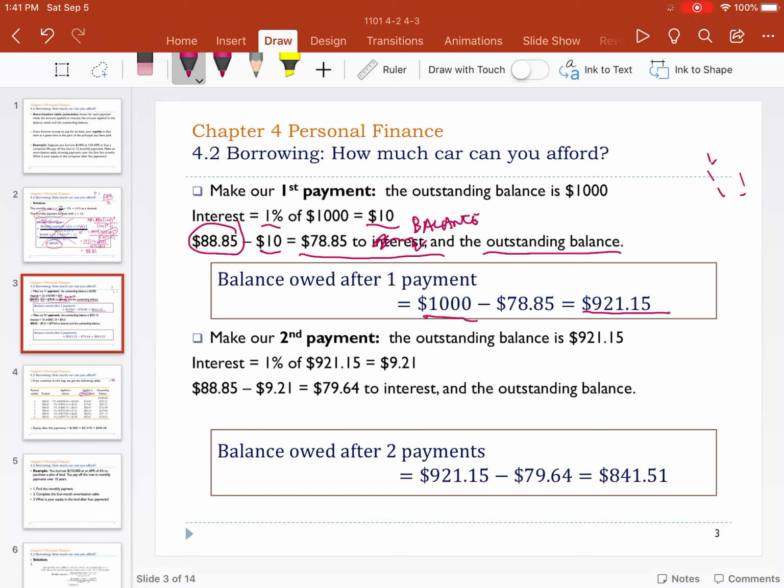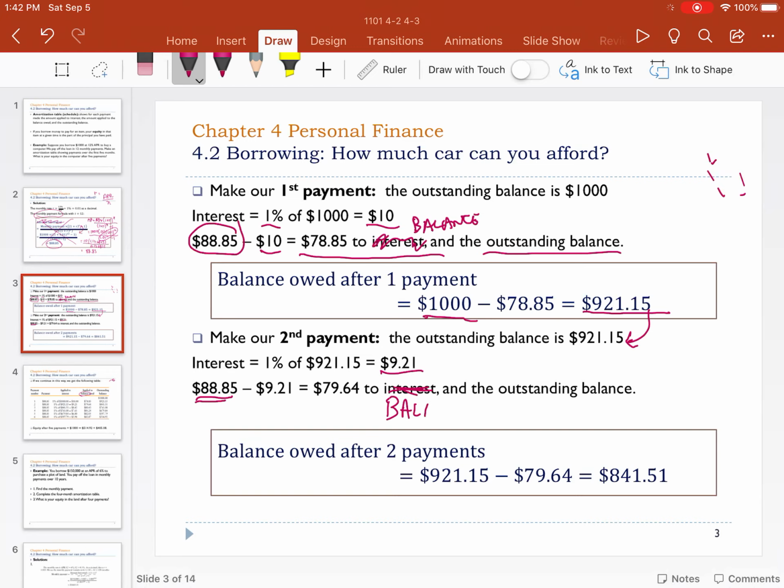Well, anyway, the point is, if you were to do these tables by hand, which isn't super entertaining, but we may ask you to do a couple, 3 years or months worth of these, make our second payment. Now the outstanding balance, notice how it's $921.15. And the interest will be only $9.21. Okay, so the interest is already going down, and then we take it away from the standard payment, which has been pre-calculated by the formula. That's everything all put inside. We take away the interest, and this is the balance.